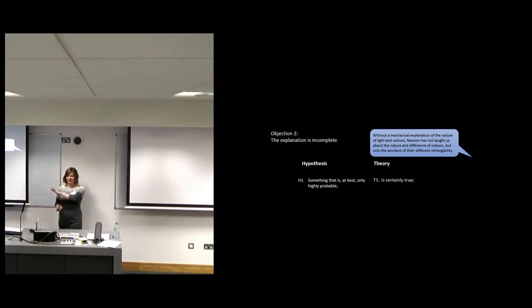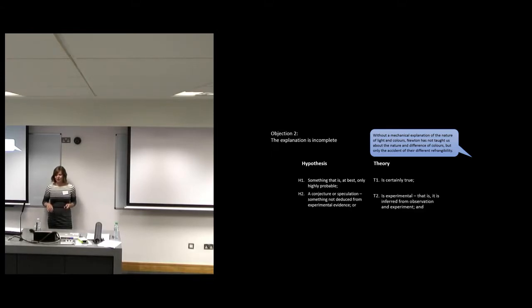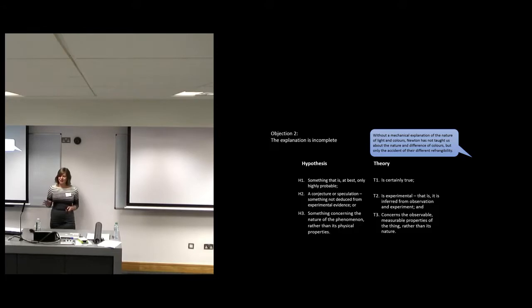As far as Newton is concerned, a hypothesis is something that's at best only highly probable, whereas a theory is something that's certainly true. A hypothesis is a conjecture or speculation, so it's something that's not deduced from experimental evidence, whereas a theory is experimental, so it's inferred from observation and experiment. And a hypothesis is something concerning the nature of the phenomenon rather than its physical properties, whereas a theory concerns the observable, measurable properties of the thing rather than its nature. Okay, so this is the distinction that Newton is drawing here.